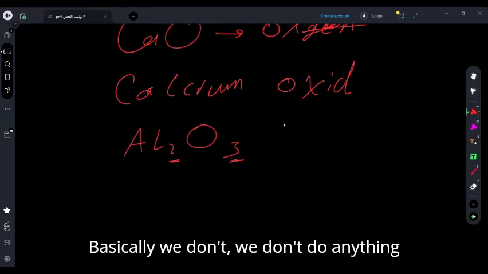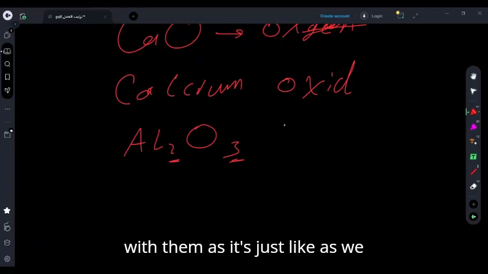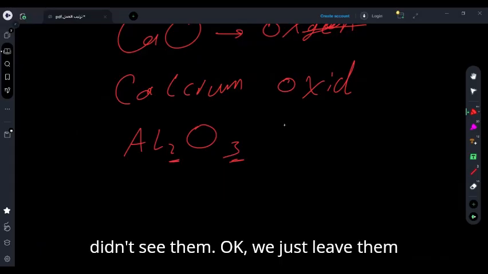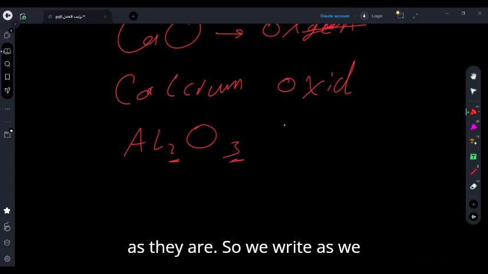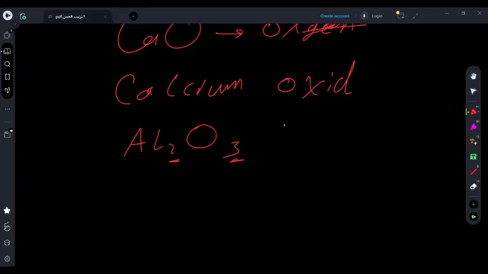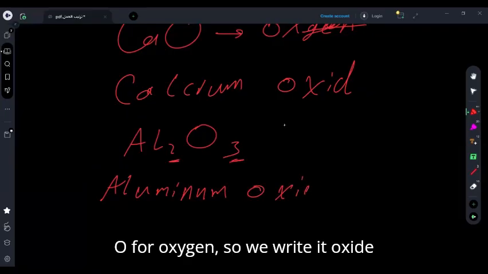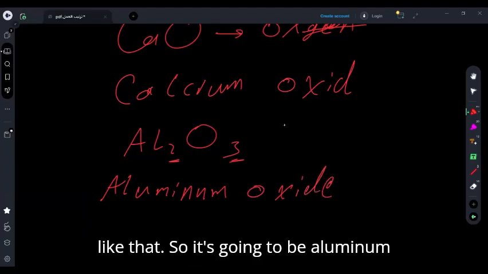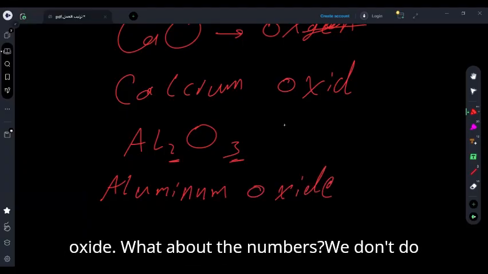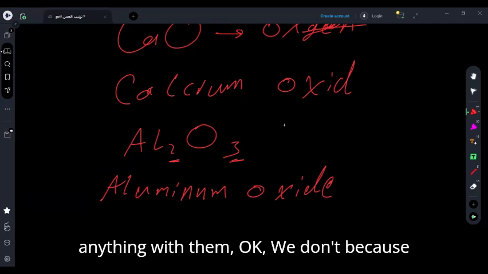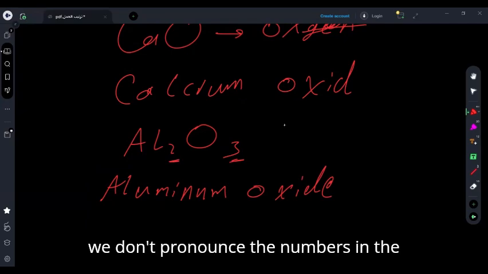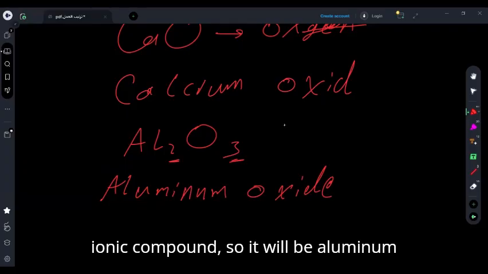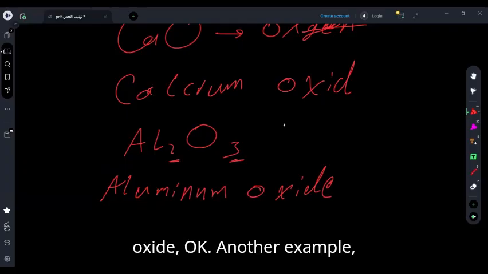Basically, we don't do anything with them. It's just as if we didn't see them. We just leave them as they are. So we write as we did before. Al is aluminum, so we write aluminum. O for oxygen, so we write oxide. So it's going to be aluminum oxide. What about the numbers? We don't do anything with them, because we don't pronounce the numbers in the ionic compound. So it will be aluminum oxide.